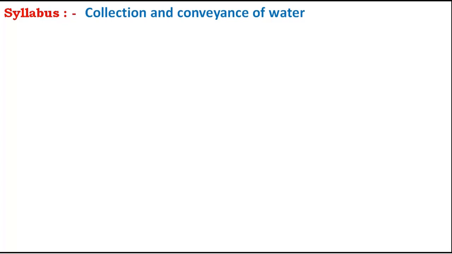From where? From source. Source you already know, surface sources and subsurface sources. Wells and galleries are all subsurface sources, and your lakes, streams and rivers are all surface sources. From surface sources, water is collected. Where is it collected? Collected into some reservoir.